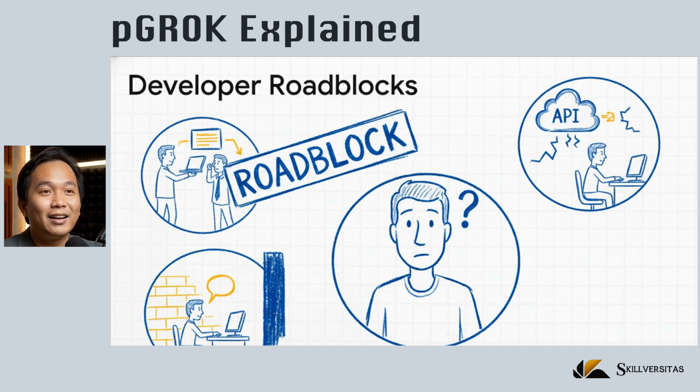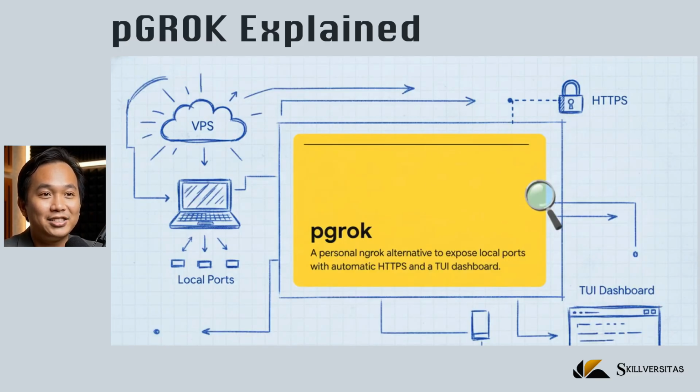You've got to show a client a live demo, but a full deployment? No way. Or maybe you're trying to test a webhook from a service like Stripe or GitHub, and they need a public URL to talk to. Or you're just trying to get some quick feedback on a design tweak from a teammate. These are the roadblocks we hit all the time. And that's where Ngrok comes in.